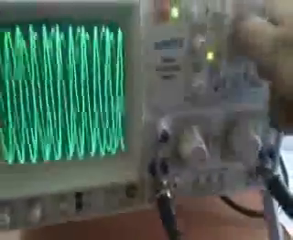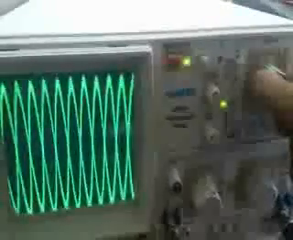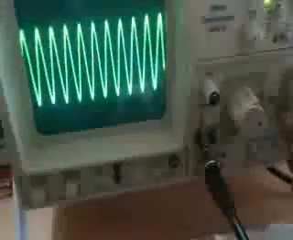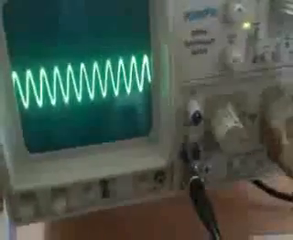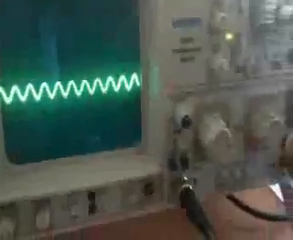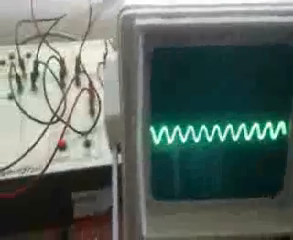First, we got a waveform like this. Then, slowly you have to increase times per division. You get this, and then you adjust volts per division. So this is your proper signal.